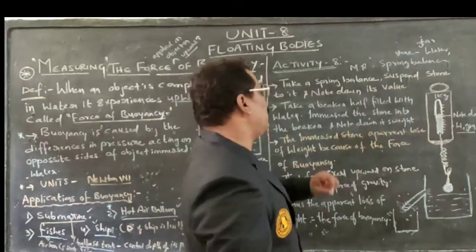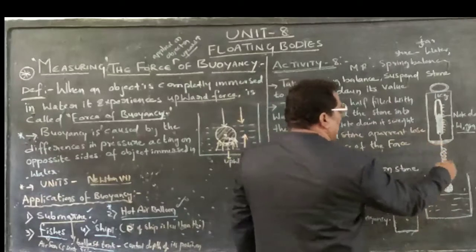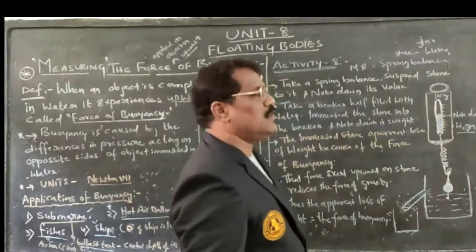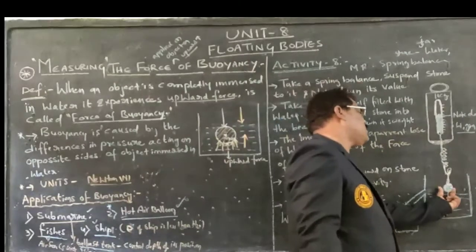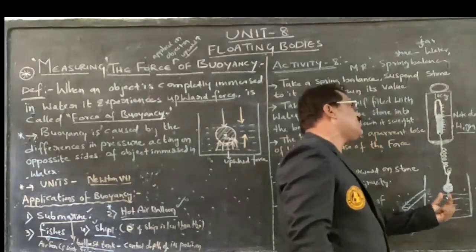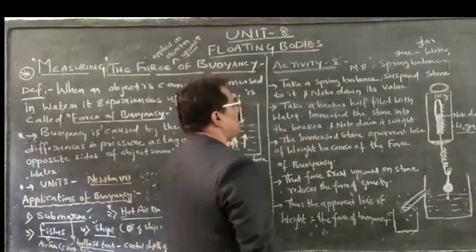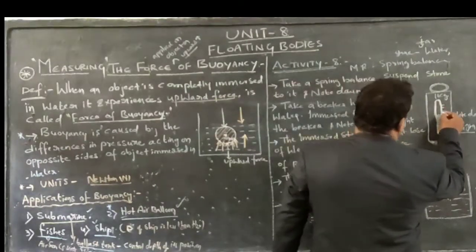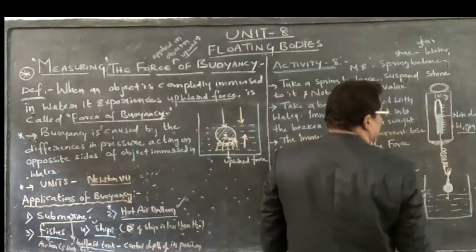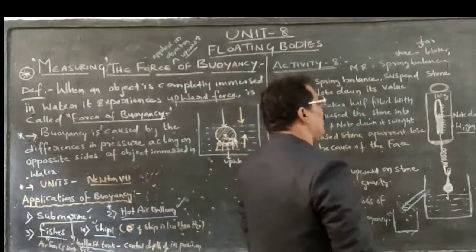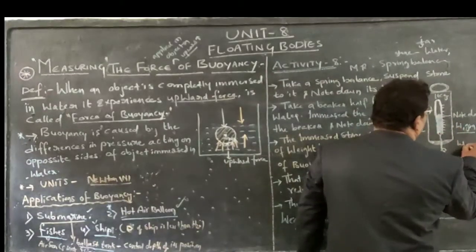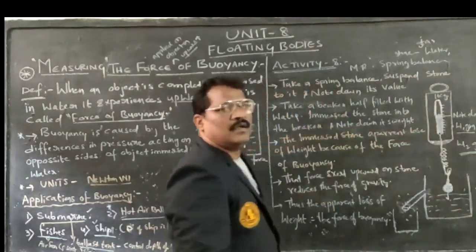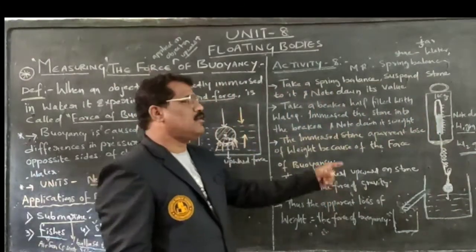Later on, take a beaker half-filled with water. Allow this stone to be immersed in that water. As soon as the stone is immersed in the water, we observe that the weight gradually decreases. Note down that weight also. Let that weight be W2 grams.